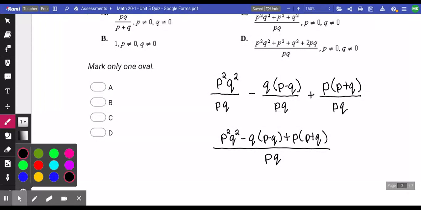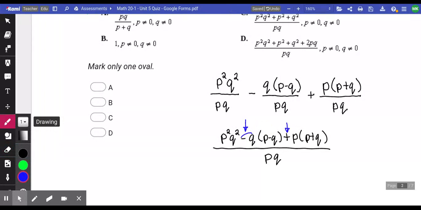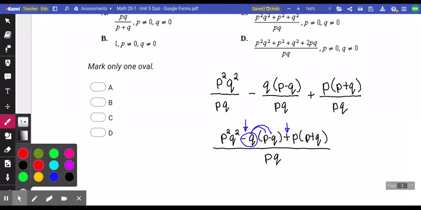Once you have one fraction, your goal is to add and subtract, right? So I need to add and subtract these top things. I can't do that unless I expand. So I need to expand that q in, just to make it clear. That's a negative q I had to expand in. And I have a positive p that needs to expand in.